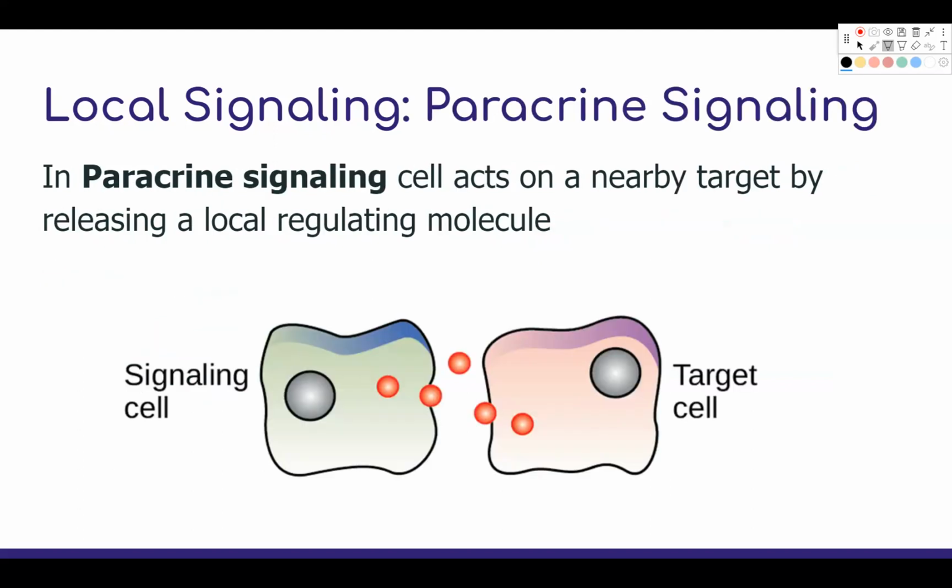Cool. So we're going to start with paracrine signaling. In paracrine signaling, a cell acts on a nearby target by releasing a local regulating molecule. Very, very similar to the general definition of local signaling. We've got a cell. We've got a signaling molecule. It's going to be released. If it's too big, it will have to be released by exocytosis, which is where we fold out the plasma membrane. Or if it's small enough, it might be able to just diffuse through the membrane, or have a special channel.